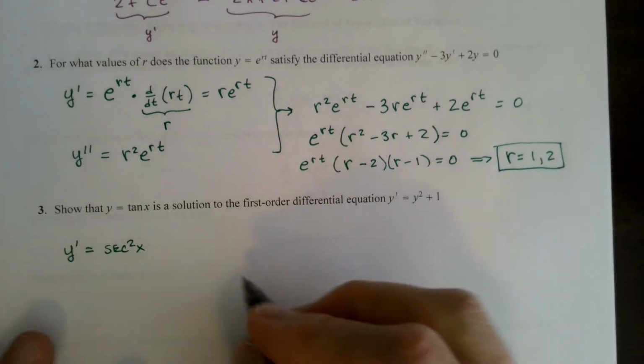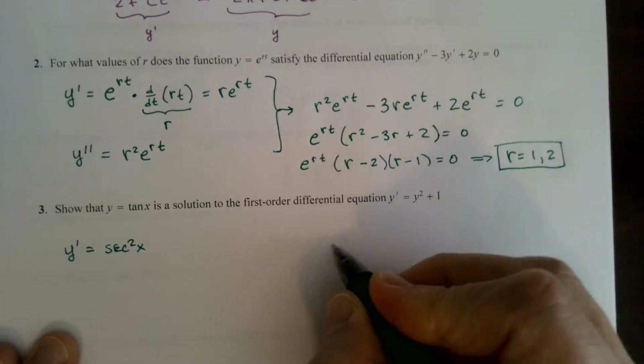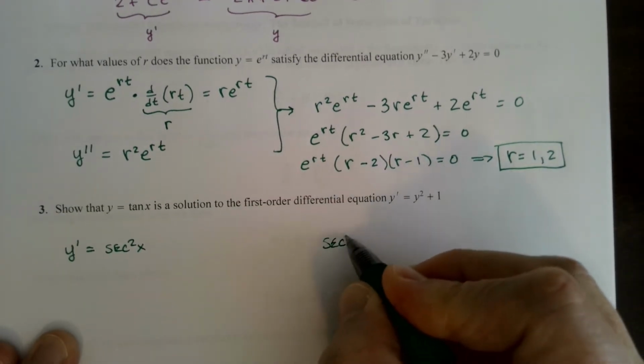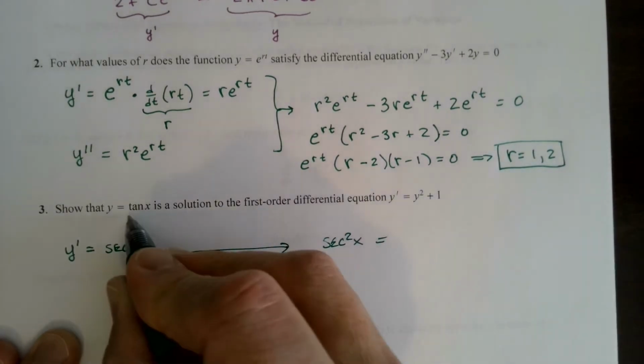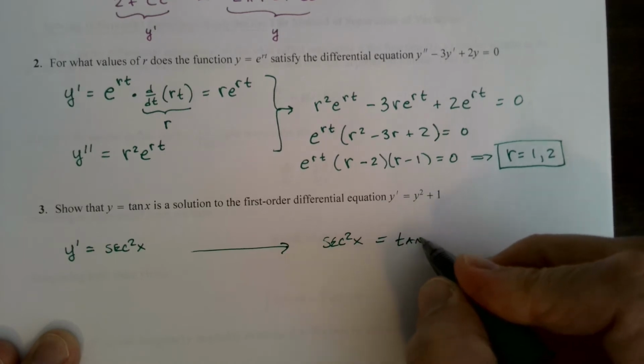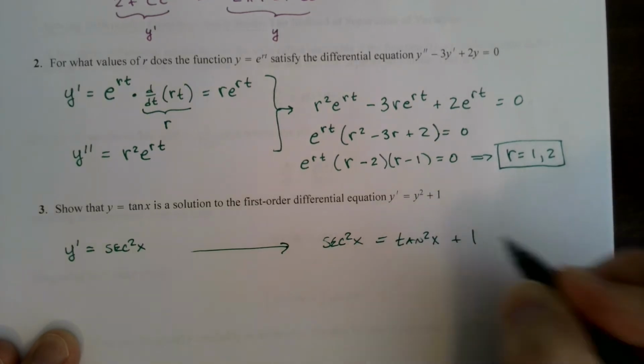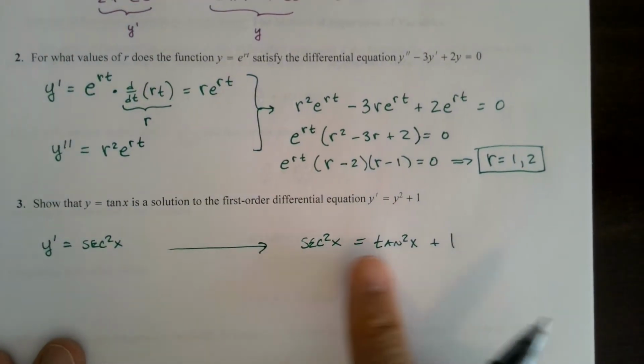So now, that's pretty simple. Plug that in there for y prime. I get secant squared x equals y squared, and y is tangent x, so that's tangent squared x plus 1. Well, is this true always?